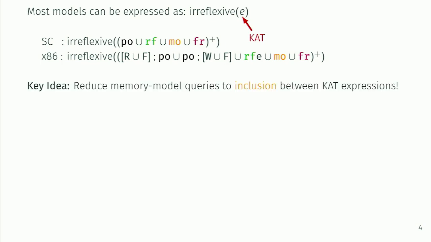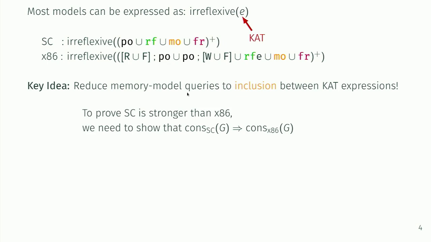So the key idea of this paper is that we can reduce memory model queries to language inclusion between KAT expressions, which is decidable. Right? And very, very briefly, KAT can be thought of as some extension of regular expressions, but this inclusion is basically inclusion between NFAs. Now, for example, suppose I want to prove that sequential consistency is stronger than x86. Right? Then, as we saw in the previous slide, I need to show that the consistency of a graph G under SC implies the consistency of the same graph under x86.